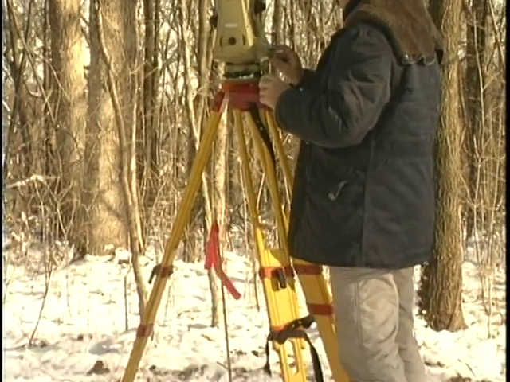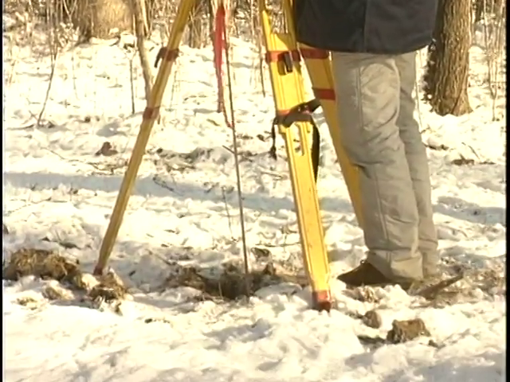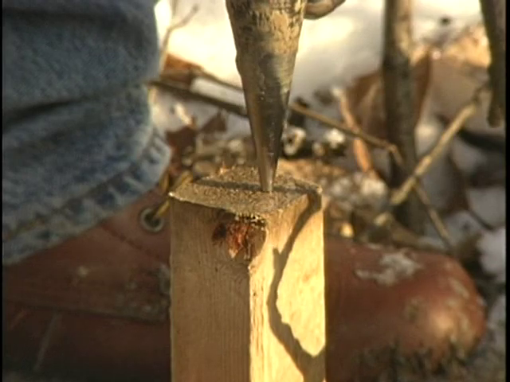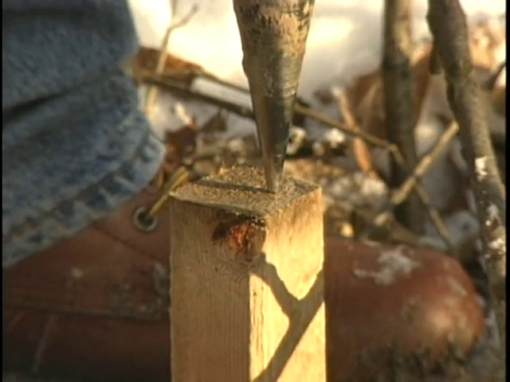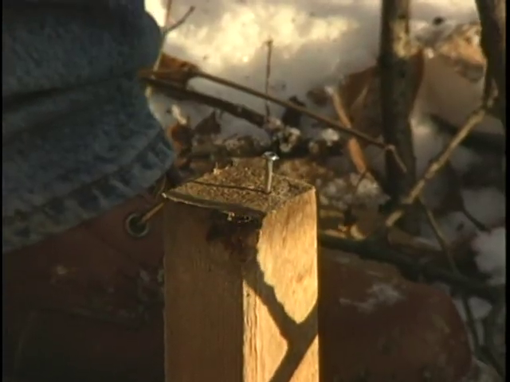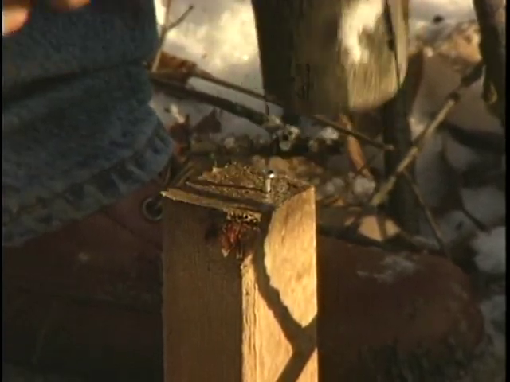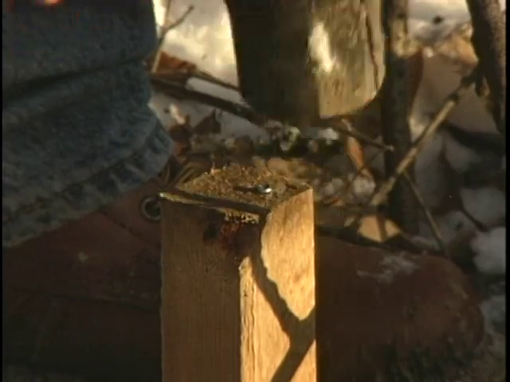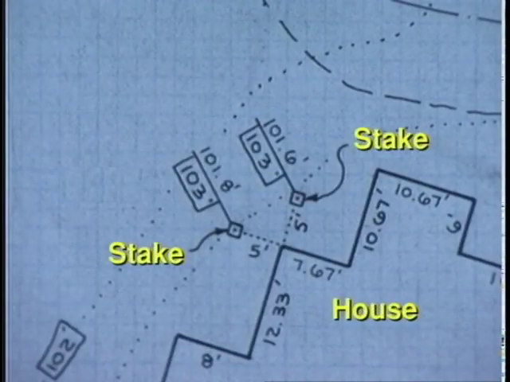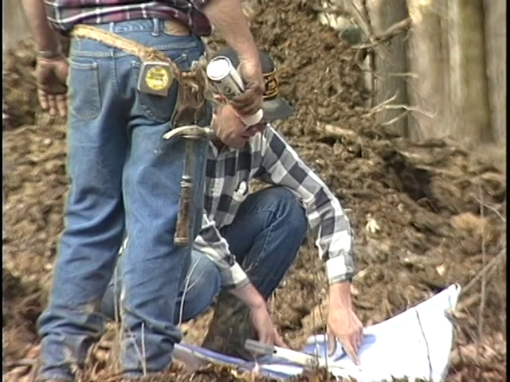A transit level is commonly used by the surveyor to establish the building corners. Stakes are then driven in the ground and double-checked to mark where on the lot the house will be built. House location stakes are usually driven in the ground a specific distance, typically 5 to 10 feet, from the corners of the house. This distance is normally given on the plot plan.